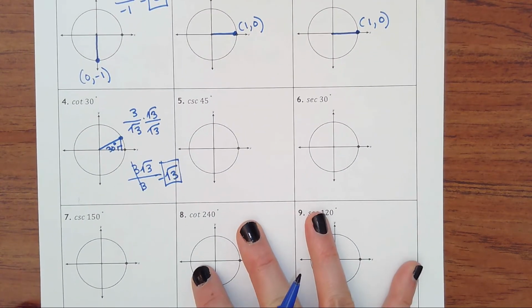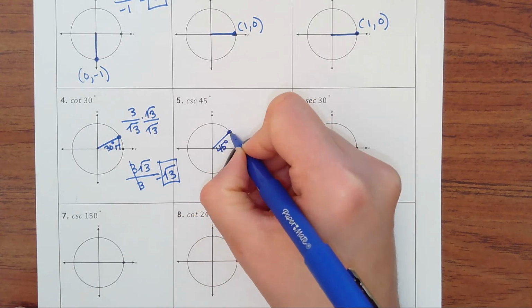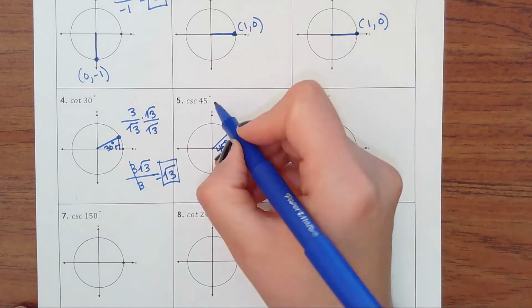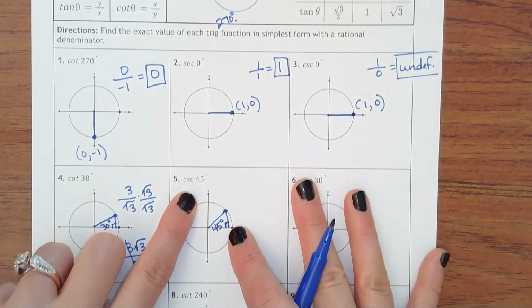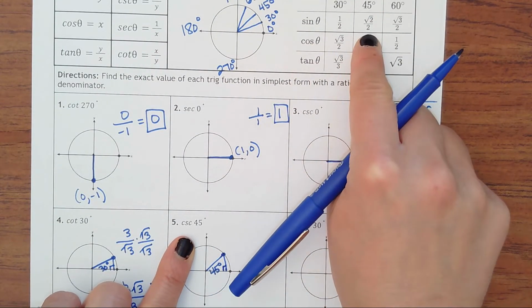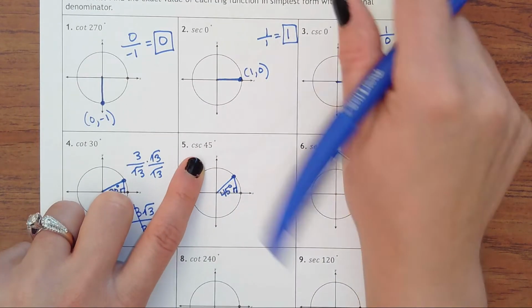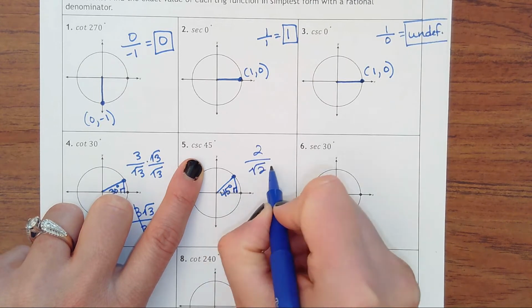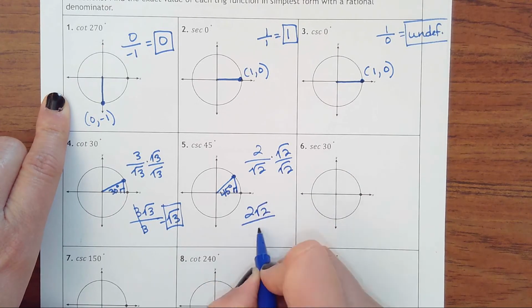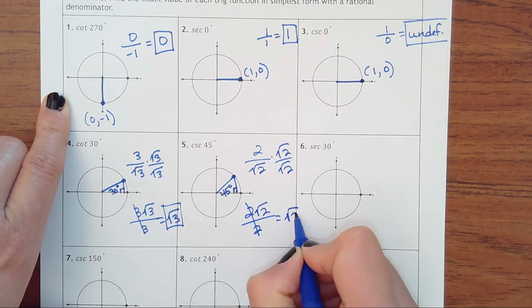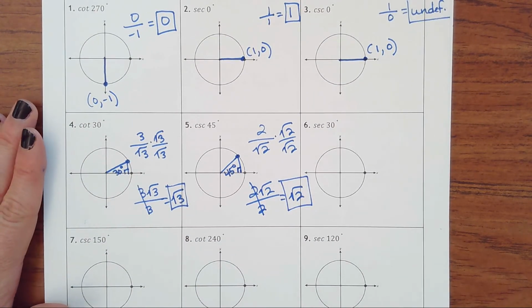All right, then we've got cosecant of 45. 45 would be here in quadrant 1, so that's my reference angle. Cosecant is the opposite of sine. Sine is the y, so let's find sine of 45. Sine of 45 is square root of 2 over 2. So we're going to flip it. We're going to have 2 over square root of 2. Rationalize, you get 2 square roots of 2 over 2, which becomes just square root of 2. And I'll let you pause and try number 6.